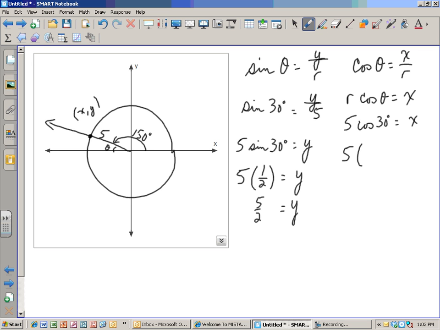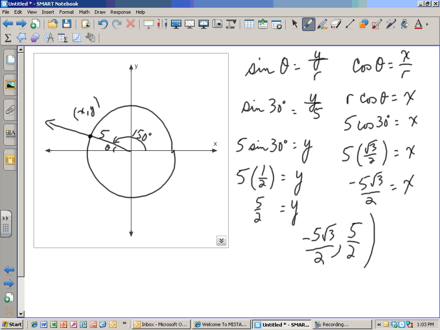Cosine of 30, as you'll discover, is square root of 3 over 2. So I have 5 square root of 3 over 2, and that's my x value. However, 150 degrees is in the second quadrant, where cosine is negative. So the point on a circle with a radius of 5 with a 150 degree rotation is at negative 5 square root of 3 over 2 and 5/2. And that's how you find your x and y.